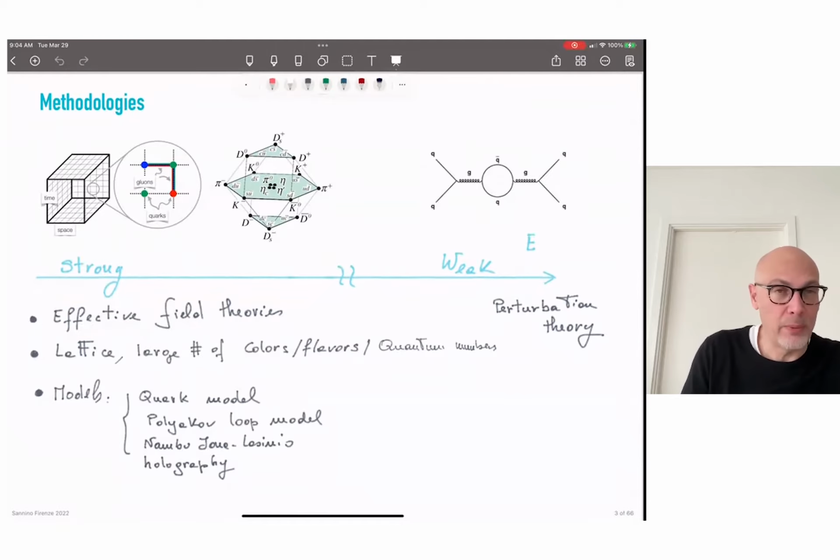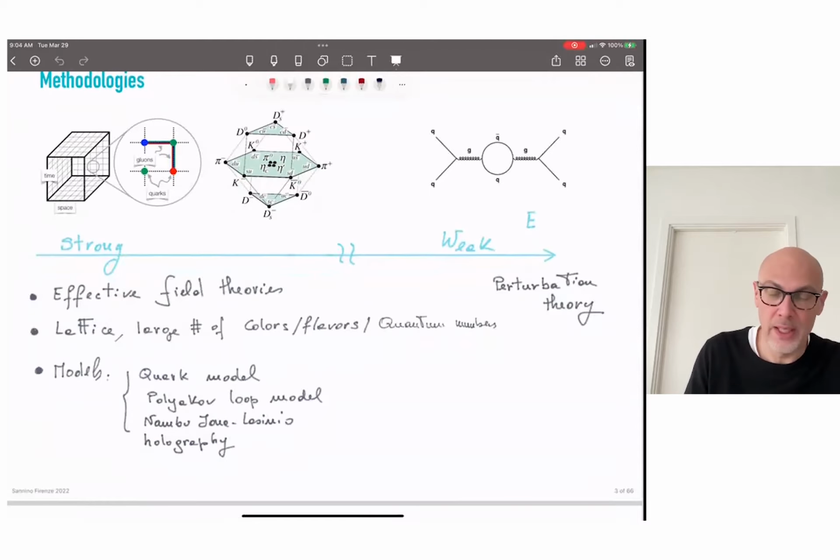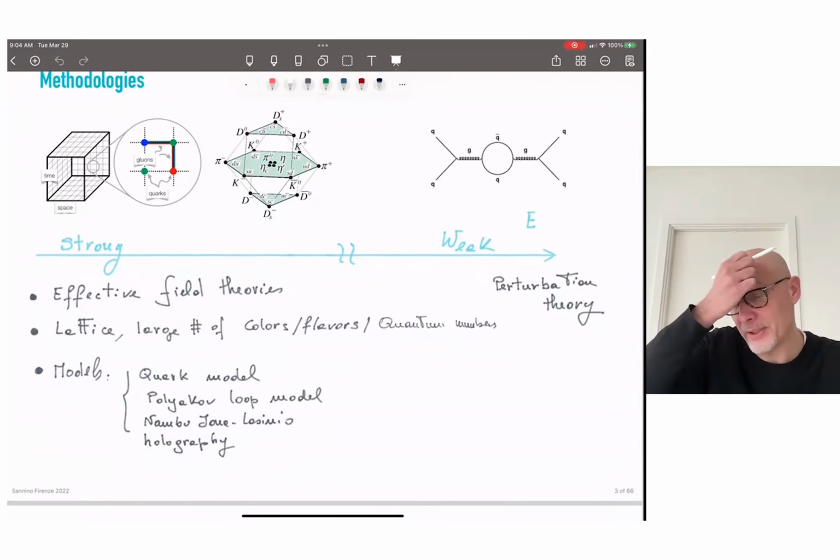If you want to describe, however, the spectrum of the theory and other properties, then we have to resort to lattice field theory or different limits, like a large number of colors, flavors, and quantum numbers. This can be, for example, large charge for investigating certain sectors of this theory, which are very popular at the moment, but I will not discuss those. If you're interested, you're welcome to ask. Sometimes this also goes under the name of semi-classical expansion.